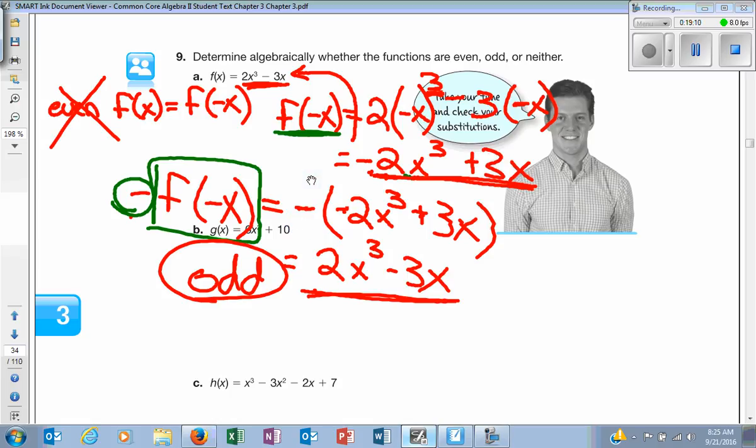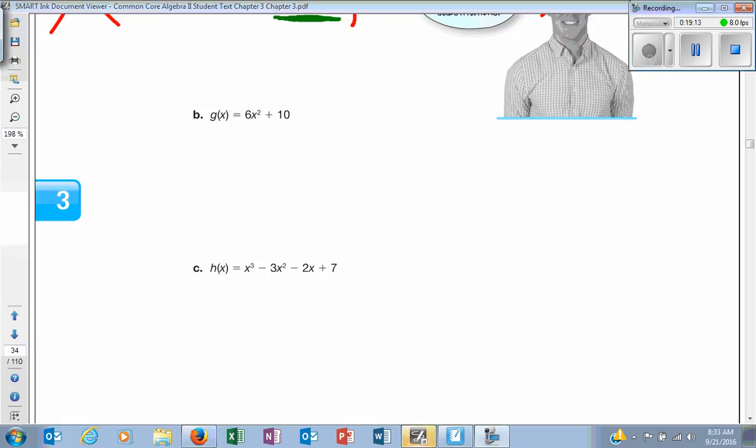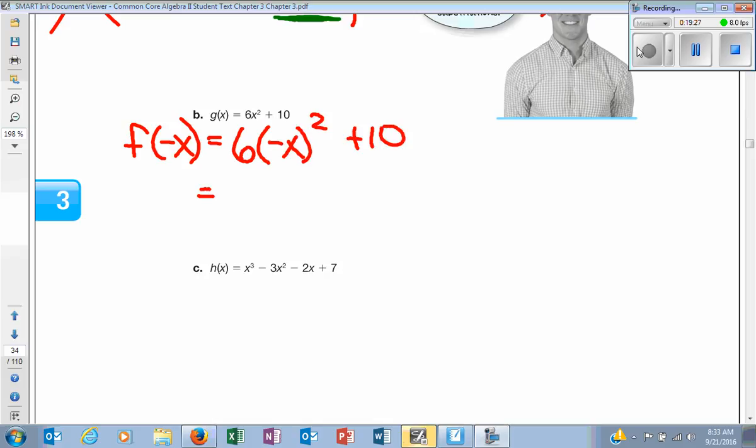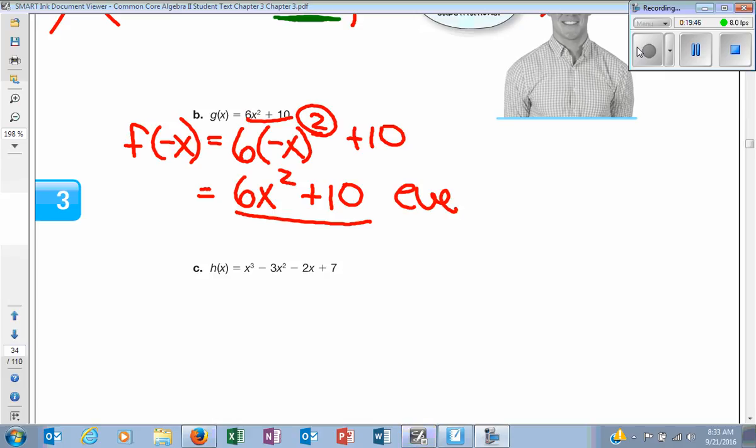You following me? Okay, so to check if this is even, I do f at negative x. And I want to make sure that that kicks back the same thing. So I go 6 at negative x squared plus 10. Well, since this is to the second power, what's that actually going to kick back when I do that? Positive. So it's just going to be like if I had 6x squared. It's not going to change anything. Plus 10. Well, what happens when I look right here and I look right there? It's the same thing. So what do I know about this function? It's an even function.